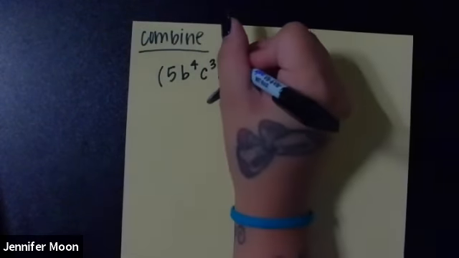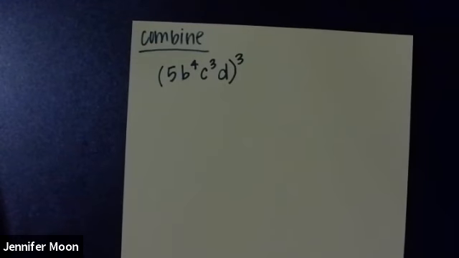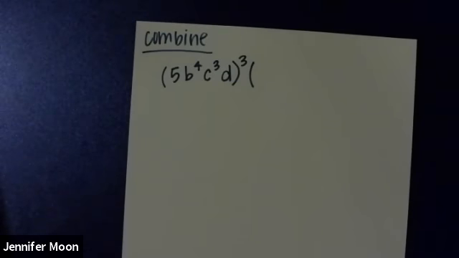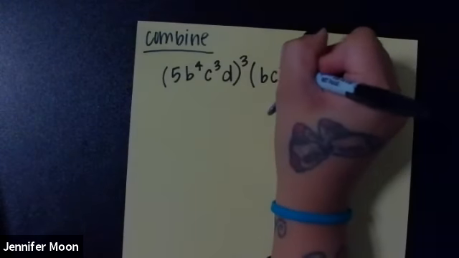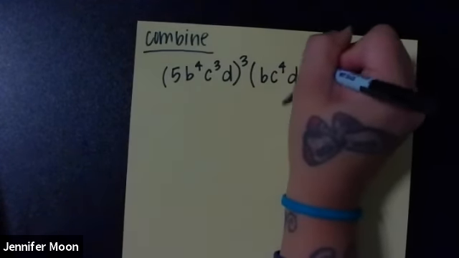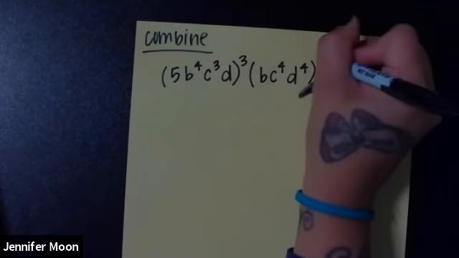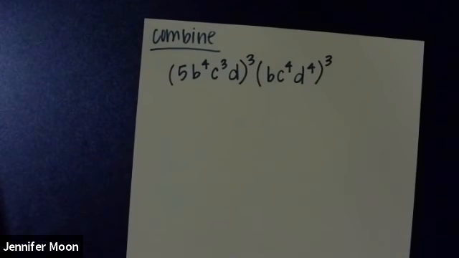Now close, and now raise all of that to the 3rd power. Oh, wait, just wait. Open another set of parentheses. B, C to the 4th, D to the 4th, close, cube it, meaning raise it to the 3rd power.